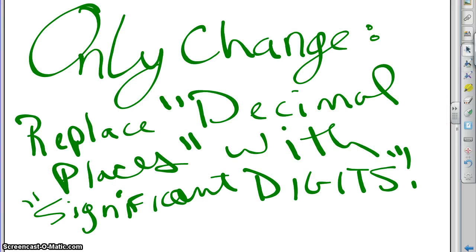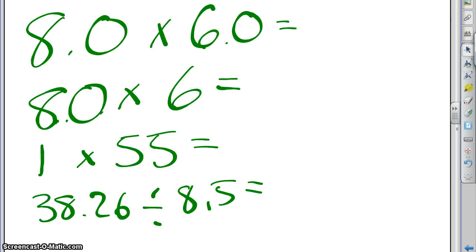Replace the digits to the right of the decimal place with significant digits. Yay, significant digits. When you multiply or divide, you don't count decimal places, you count significant digits. Well, what does that look like? Well, here are some things. Let's see.